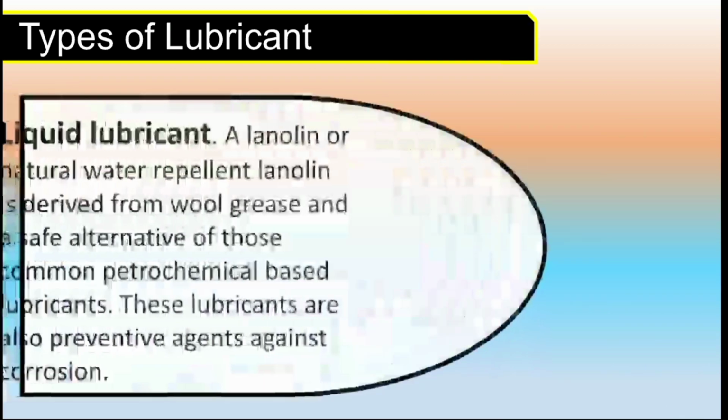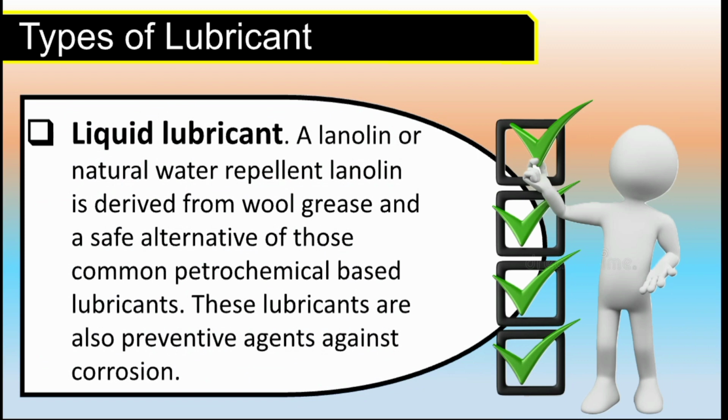And then types of lubricant. Liquid lubricant, a lanolin or natural water repellent. Lanolin is derived from a wool grease and a safety alternative of those common petrochemical-based lubricant. These lubricants are also preventive agents against corrosion.